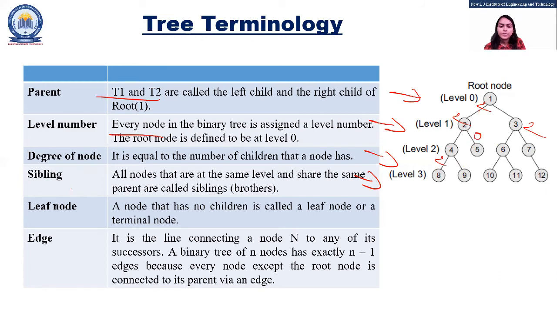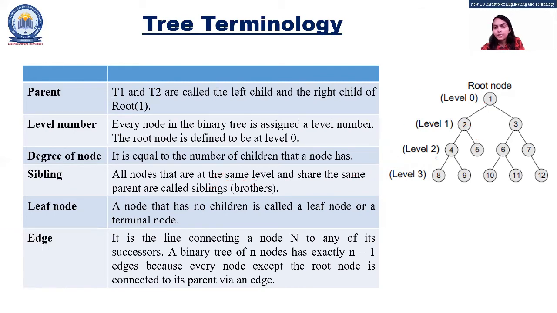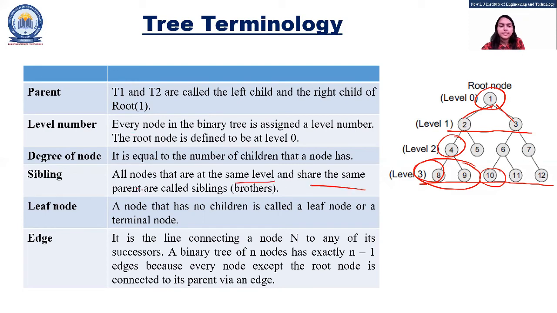What is a sibling? A sibling is basically all the nodes that are at the same level and share the same parent. For example, 2 and 3 are at the same level, so siblings have to be at the same level. So 2 and 3 are siblings, because they have the same parent. In this case also, see, all these are not siblings. 8 and 9 are siblings because they have the same parent 4. 10 and 8 are not siblings because the parents are different. So we have to see that they are at the same level and share the same parent.